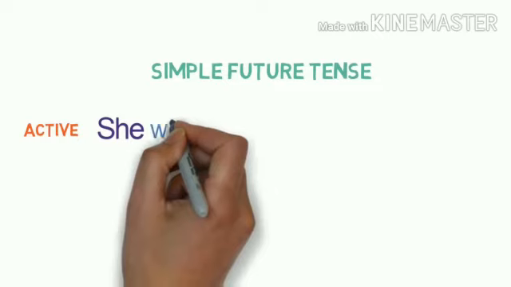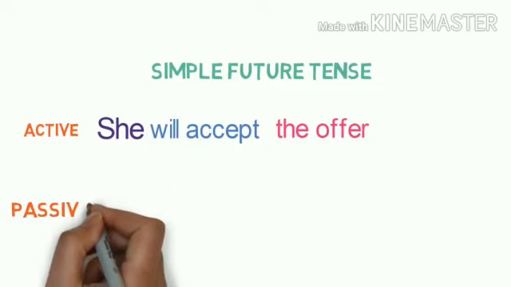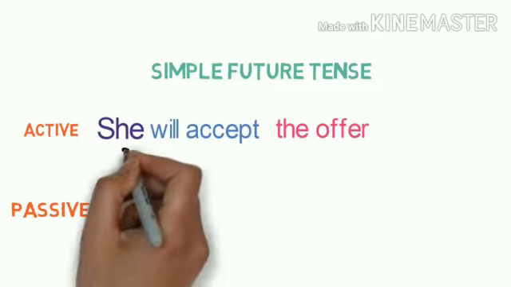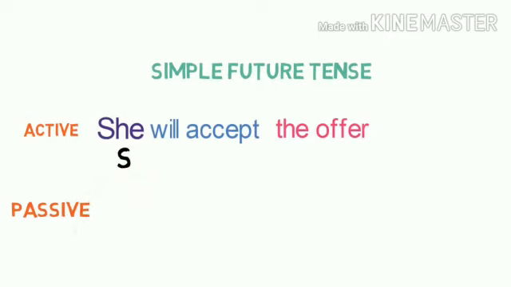Let's see an example of simple future tense. So the next sentence is a simple future tense active sentence. We will accept the order. Firstly, the subject here is she. The active sentence is: She will accept the offer. She is the subject here. Verb is will accept, and the object is the offer.